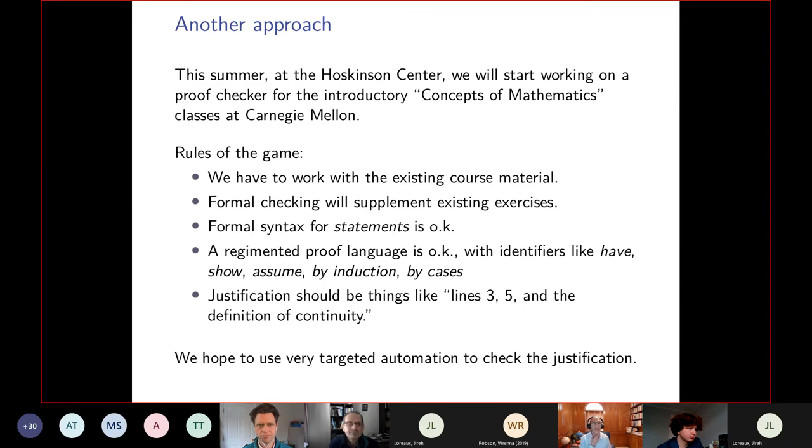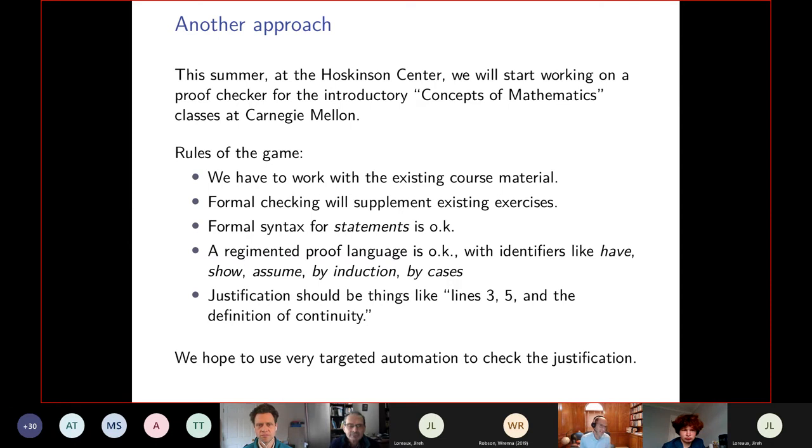Let's see. Let me mention one other thing. This summer, at the Hoskinson Center, we're going to start trying a different approach. There are actually three versions of a Concepts of Mathematics class at Carnegie Mellon. There's one kind of introductory one, there's one for math majors, and there's one for computer science majors. I don't know the exact numbers, but taken together, I think they have over 1,000 students. And we're going to try to work on an informal or semi-formal proof checker for this class.